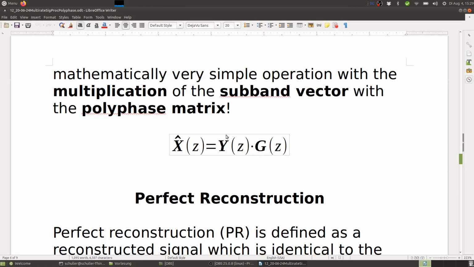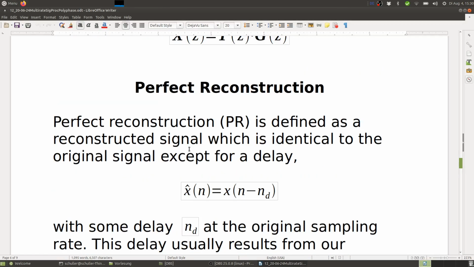So here, same shape as for the analysis. We have this vector y of z, this row vector, times this shaped polyphase matrix for the synthesis, and this results in our reconstructed signal x hat. Right, so now we have this very compact mathematical representation, and now it becomes kind of obvious how to obtain perfect reconstruction, which we will see here.